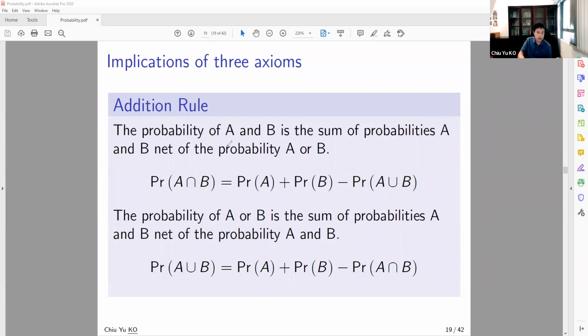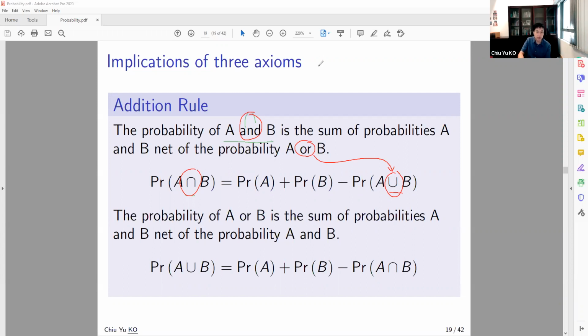The probability of A union B will be the sum of the probabilities of the two, minus the probability of the intersection, okay? So basically it's P(A) plus P(B) minus P(A and B), okay?